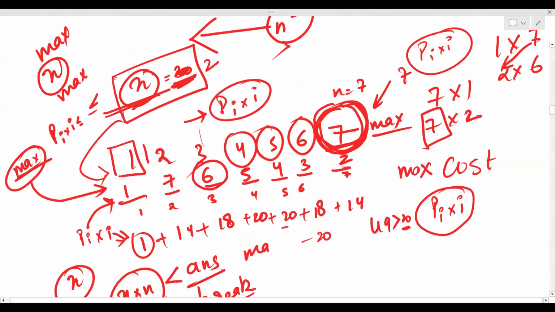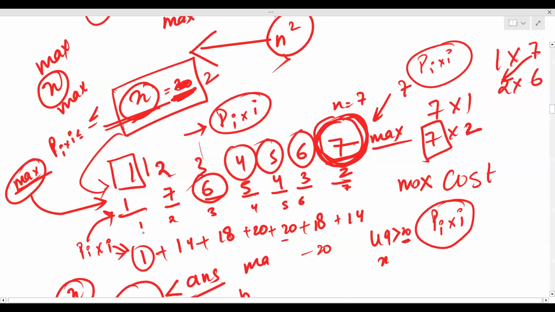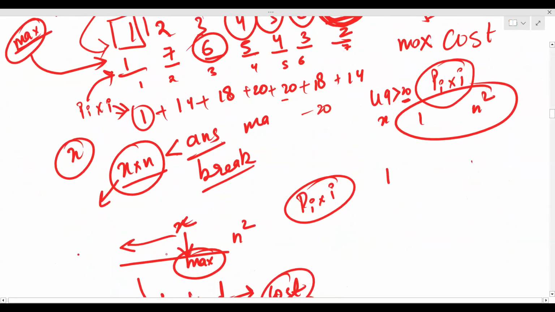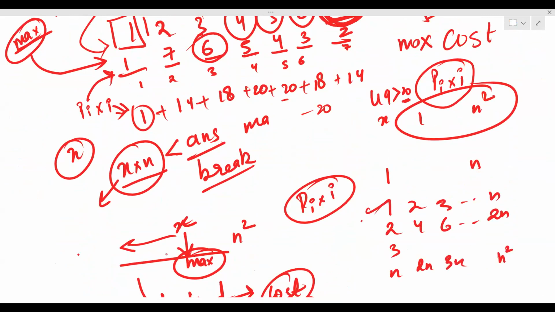You don't have to go for all of these x values from 1 to n square. You only need to go to values that are actually possible. So what are the values possible? If you have 1 to n, 1 multiplied with everything gives 1, 2, 3 till n. Then 2 multiplied with all of these values gives 2, 4, 6 till 2n. Then 3 up till n square. So only check for these values.